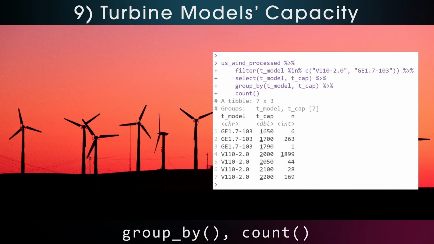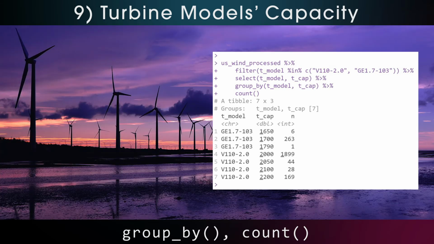The group by and count adds the n, which can help us decide whether the capacity differences for the same model are errors or correct. The most common capacity for GE 1.7-103 is 1700 kilowatts, so the 1709 recorded only once might be a typo, but the 6 turbines with 1650 are probably real. Similarly, the V110-2.0 capacities are all backed by substantial numbers.